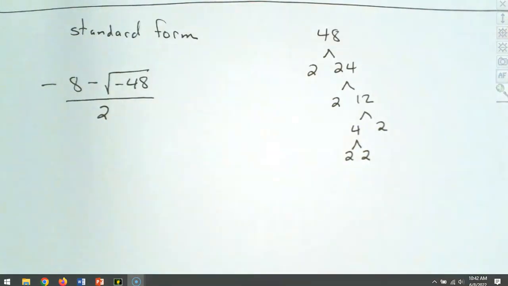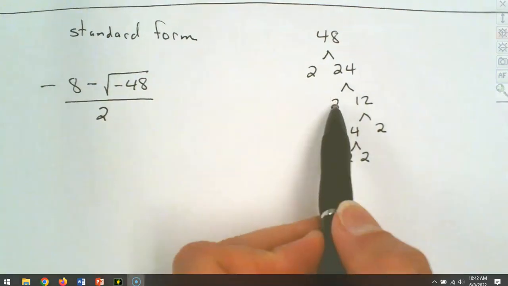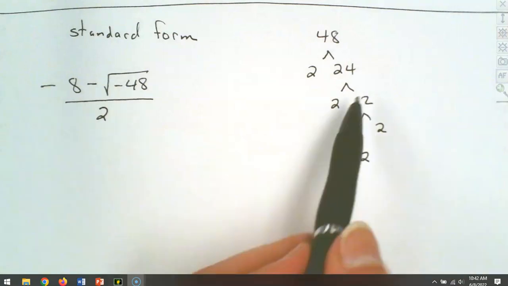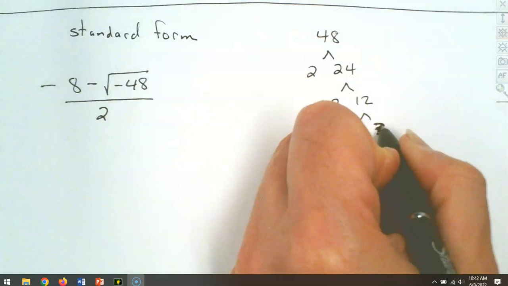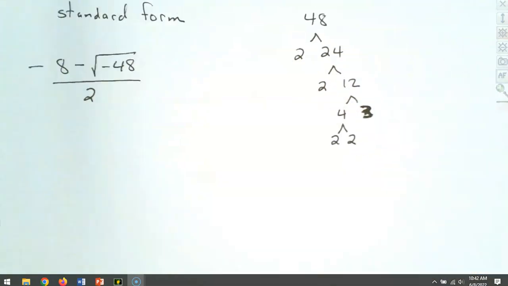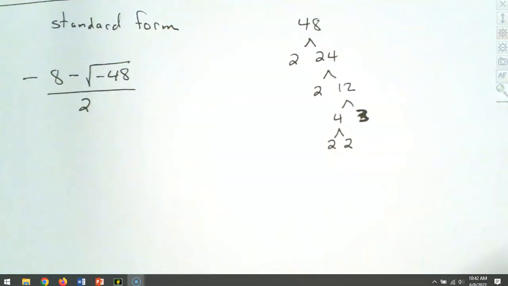Okay, is everyone okay with that? We just break it down as far as we possibly can. So 2 and 24, 2 and 12. Sorry, that should be a 3, not a 2 there. My mistake. I just wrote down too many 2's. So it's 4 and 3 there. Sorry about that. 2 and 2.